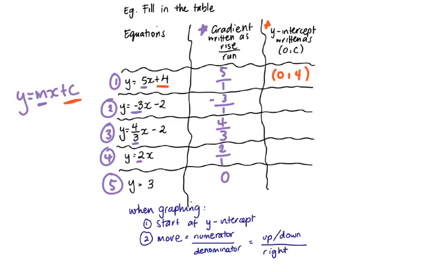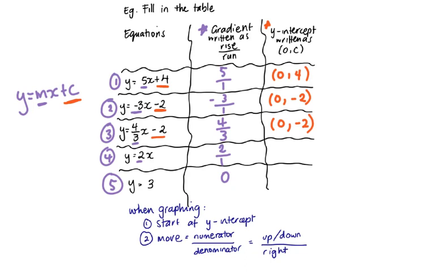If we have a look at equation 2, y equals -3x minus 2, the constant is -2. So we're going to write it as (0, -2). With both the gradient as well as the y-intercept, it's important to include negative numbers. Equation 3, y equals 4/3x minus 2. My y-intercept is -2 again, so it's (0, -2).